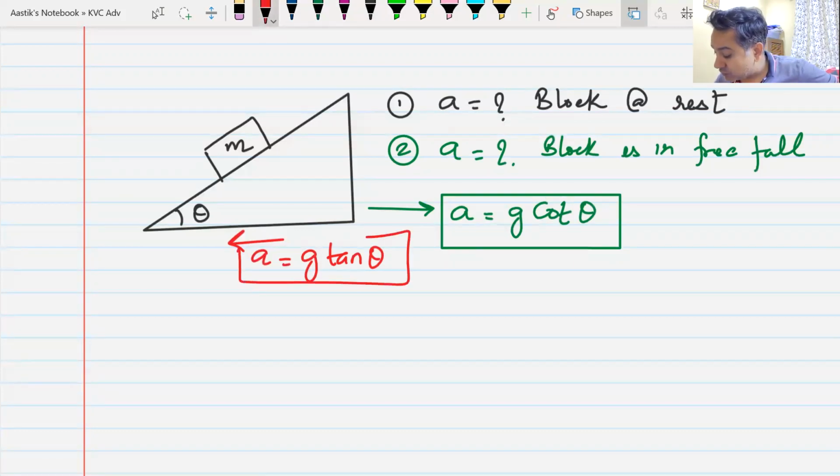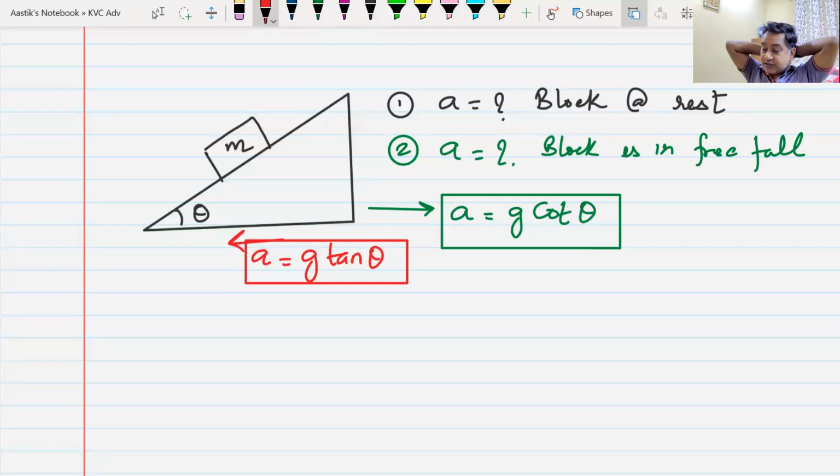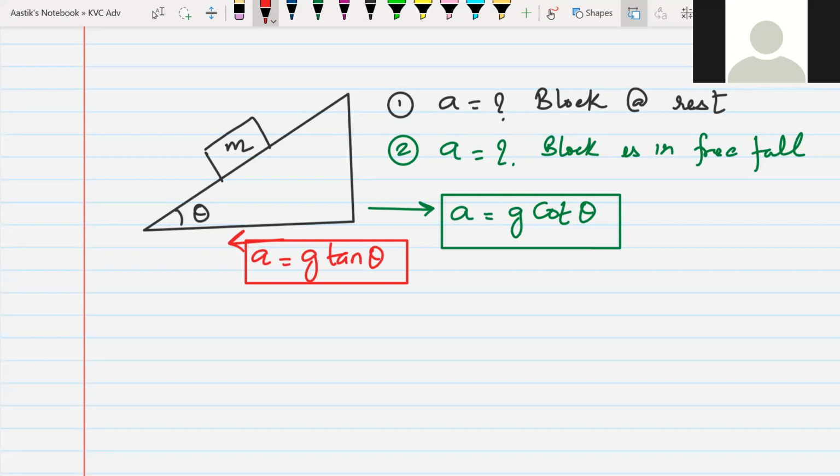Don't get confused. Remember the direction and remember the values, because in the examination hall you will not get enough time to actually solve this question. You will have to remember the result and use it accordingly. Do we understand this? Yes or no? Yes, sir. Please note this down. Once you note it down, please let me know.